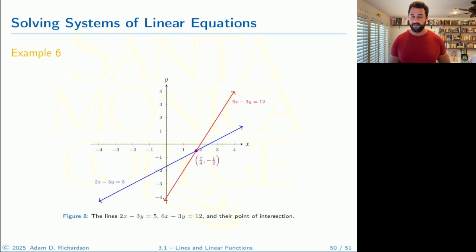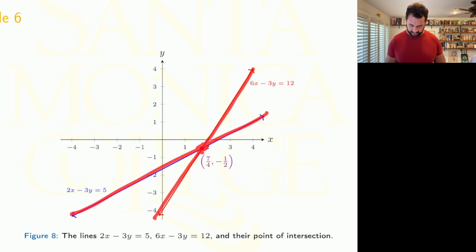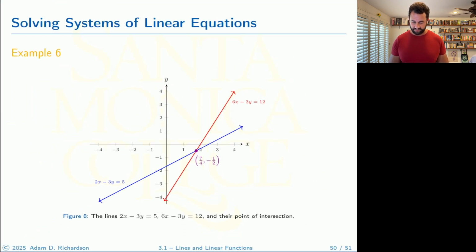Let's look at a picture now. Zoom in. So I've got both the lines graphed. 2x minus 3y equals 5, which is right there. And then 6x minus 3y equals 12 is right there. Where do these two lines cross each other? Right at that point. X equals 7/4, y equals -1/2. And that's solving a system of linear equations in two variables, two equations in two variables.